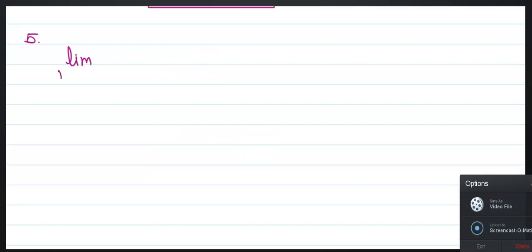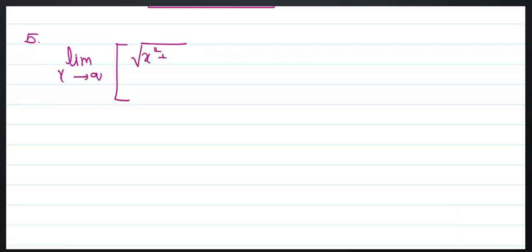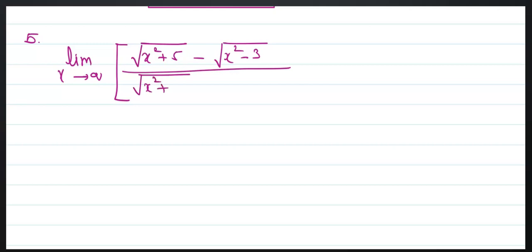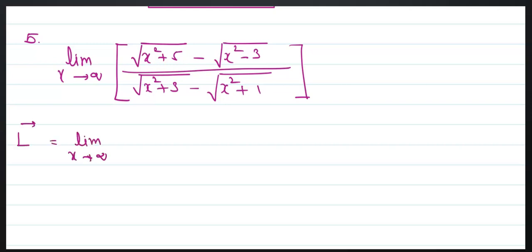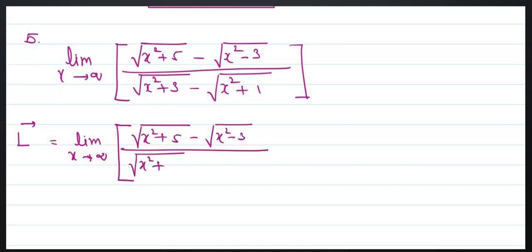Now the problem number 5. Limit x tends to infinity of root of x square plus 5 minus root of x square minus 3 upon root of x square plus 3 minus root of x square plus 1. Therefore, limit x tends to infinity of root of x square plus 5 minus root of x square minus 3, over root of x square plus 3 minus root of x square plus 1.